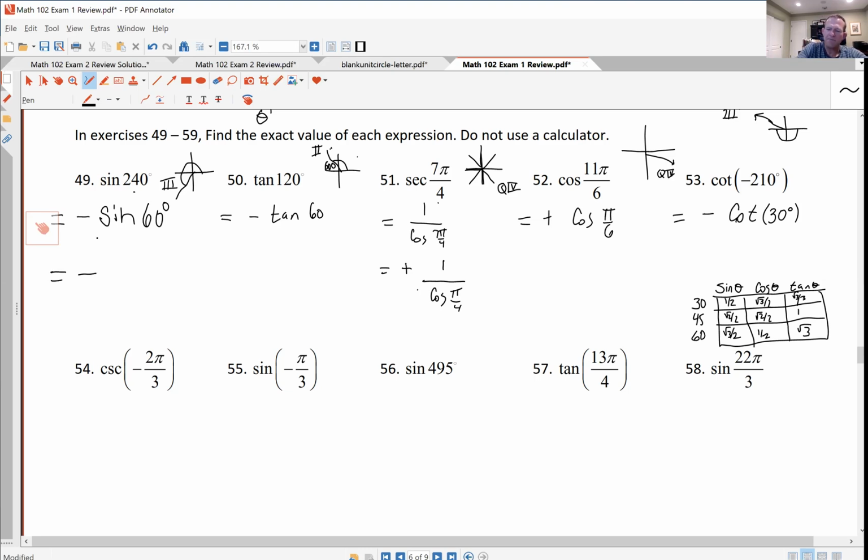Sine of 60, I go over here and I see it's root 3 over 2. Tangent of 60, I see is root 3. Cosine pi over 4 is root 2 over 2. Or 2 over root 2, which gives us 2 root 2 over 2, or just root 2.